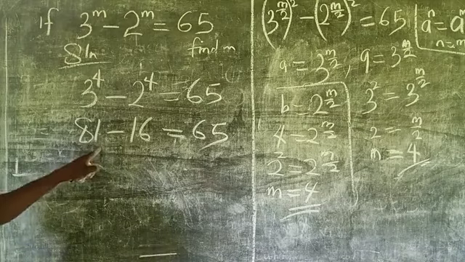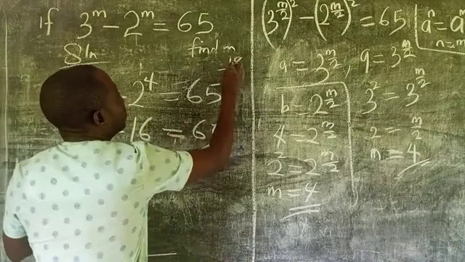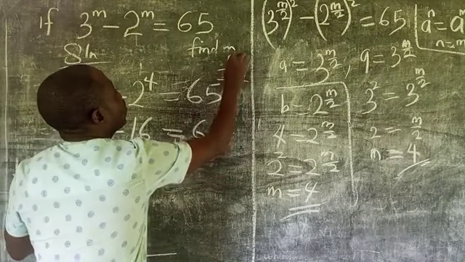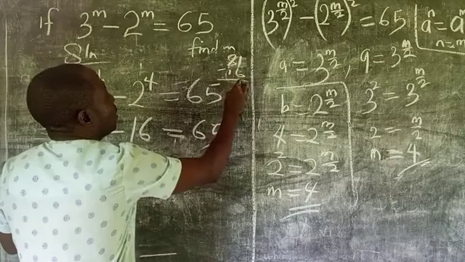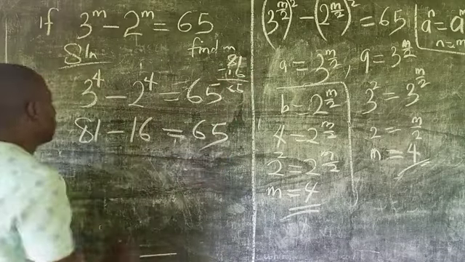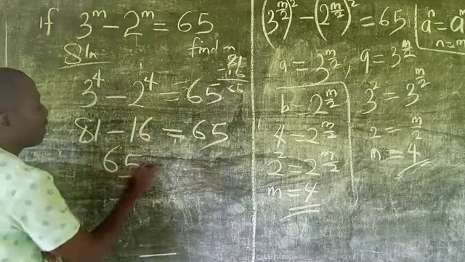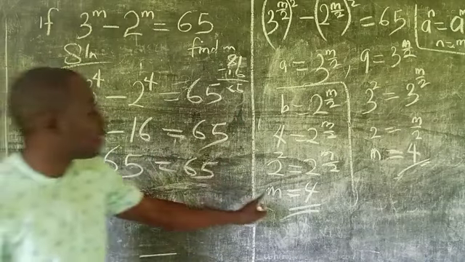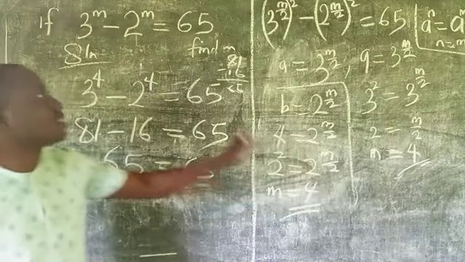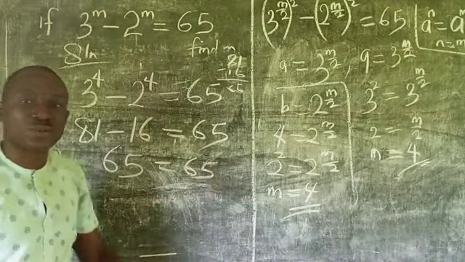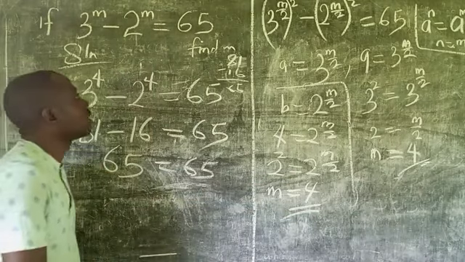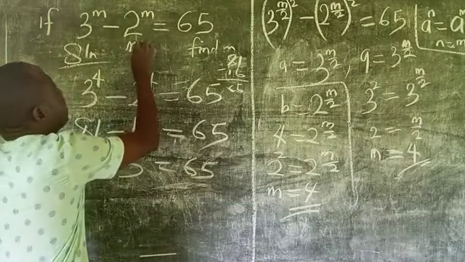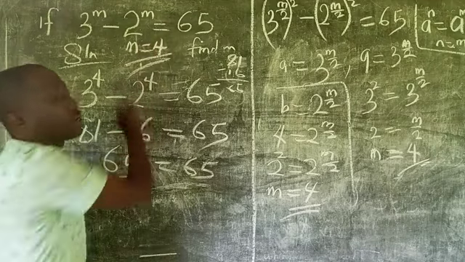And if we do this, we have 81 minus 16, then you will have 65. So this is 65 equal to 65. What does that mean? Meaning that the value of n that is 4 satisfies the original equation. And the n that we're asked to find is n equal to 4 as our final answer.